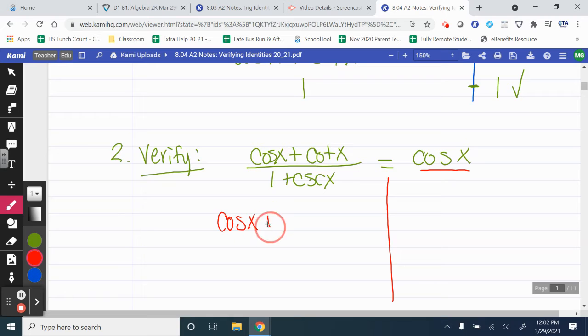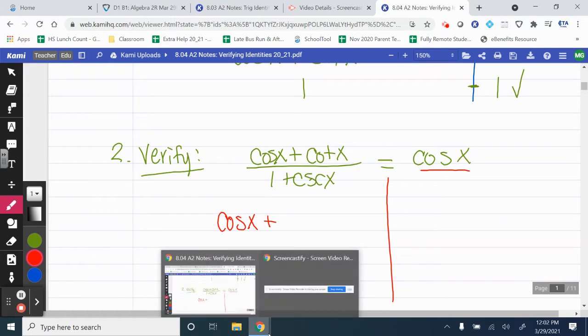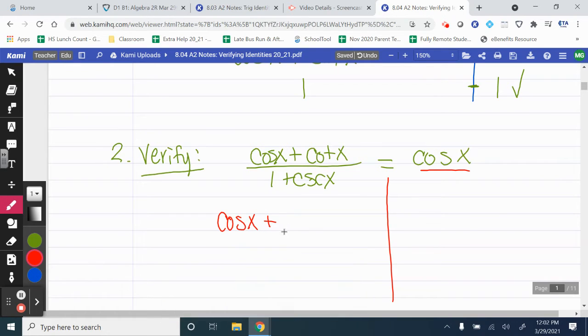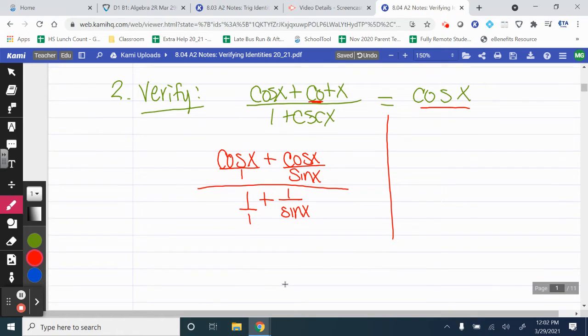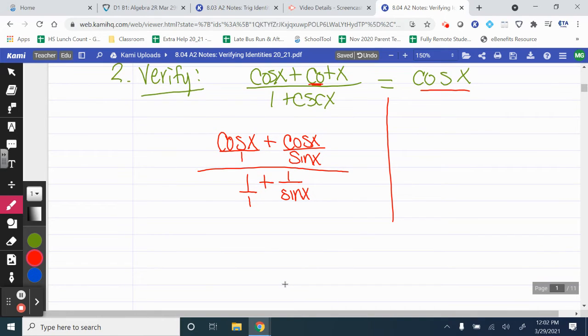All right, so cosine of x plus cotangent. I don't want you to write it as 1 over tangent because I want to try to get everything in terms of sine and cosine. So cotangent, that's my coco. So cosine x on top over sine of x, divided by 1 plus cosecant, which is the same as 1 over sine of x. And I'm going to put this over 1 and this over 1 because the other two are fractions. All right, so from here, again, I've gotten everything in terms of sine and cosine.